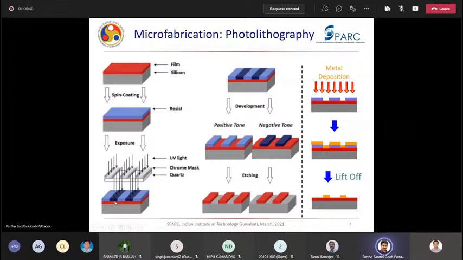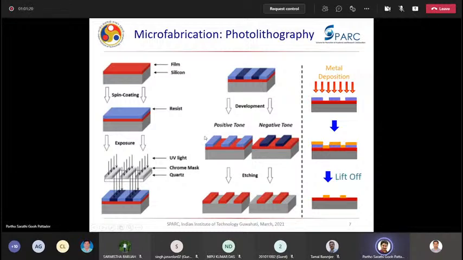Okay, so when this light is interacting with this blue colored resist material, its chemical nature is changed. It depends on what type of resist we are using. Its molecular structure may get broken down into smaller pieces, or it may be cross-linked into a very long polymer chain. If it is broken down into smaller polymer chains, that means bond fission is taking place, then we call this positive tone resist.